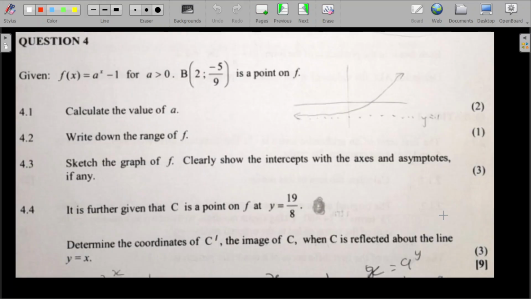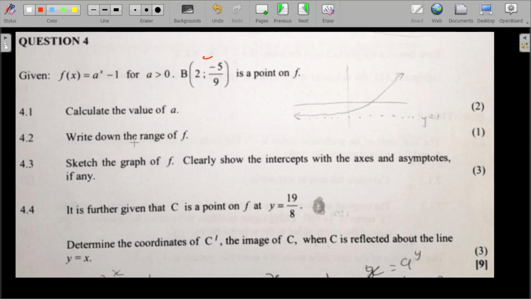Question 3. Question 4, which is an exponential question, which is also going to involve some inverse. If it does, I'm not sure, but calculating the value of a, having a point, is a matter of substituting into this function that they gave us, C, and then finding the value of a. Probably we did find that one.